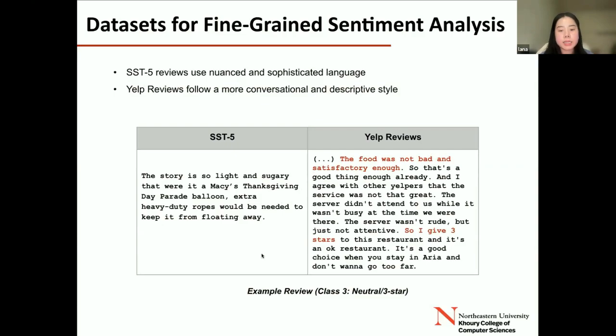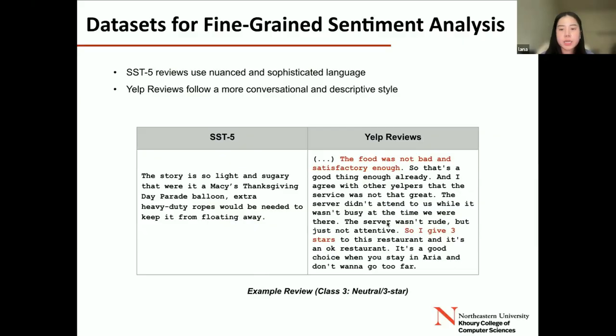For example, this is a class 3 review from the 2 datasets. So for SST-5, the review would read, "The story is so light and sugary that were it a Macy's Thanksgiving Day parade balloon, extra heavy-duty ropes would be needed to keep it from floating away." So even I need to pause a moment to really think what it's trying to say. It uses a lot of figurative language and metaphors that make it hard for even a human, let alone a machine, to classify into a class.